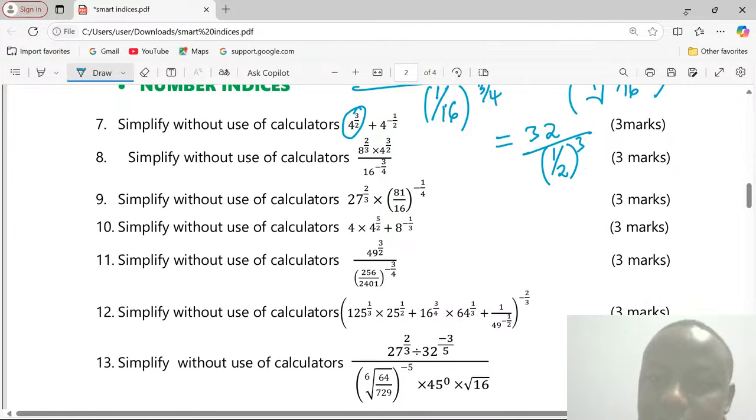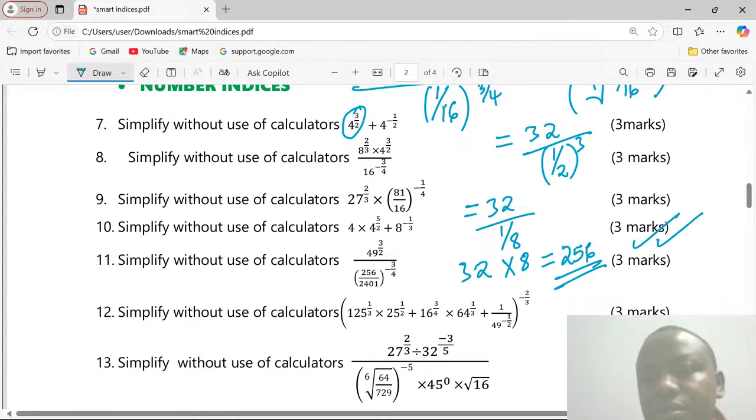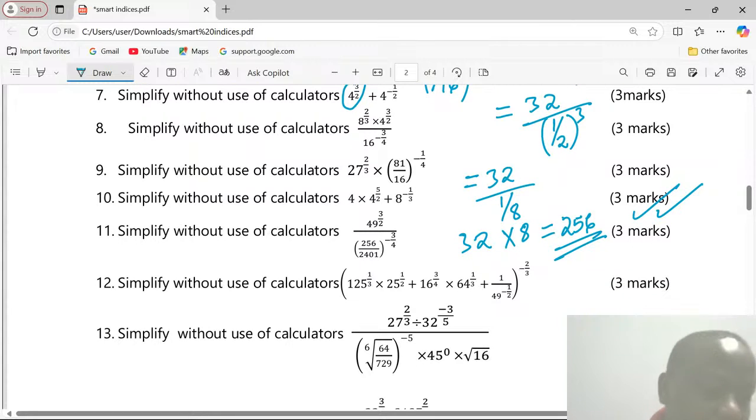So at the end of the day, we have 32 being divided by 1 over 8. Instead of dividing by 1 over 8, we multiply by 8. So 32 by 8 gives 256. So that is the final answer in the question.